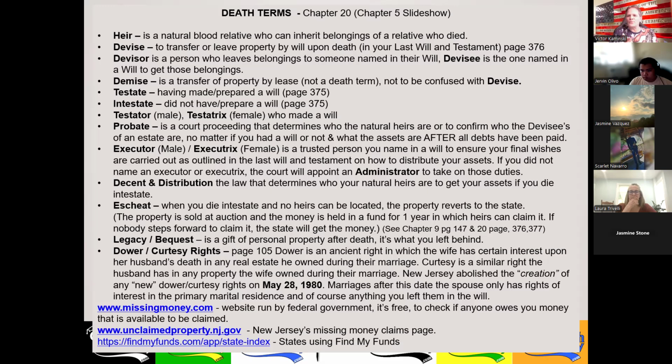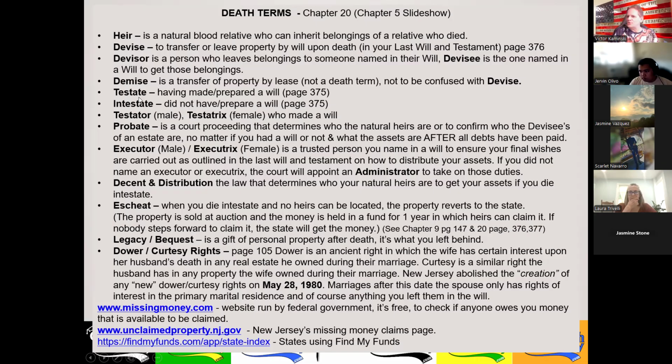But do not confuse it with devise. Devise is a transfer of property by will upon death. We already went over that one. I only threw this one here because a lot of people, because they're spelled very similarly, only one letter is different, and they even sound the same, devise and demise. But demise sounds like death, but it's not. It's a transfer of property by lease. Devise is the one that's a transfer of property by will upon death.